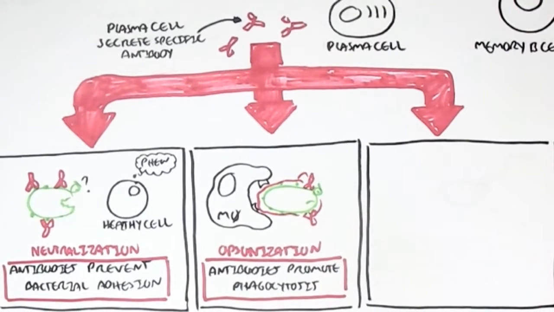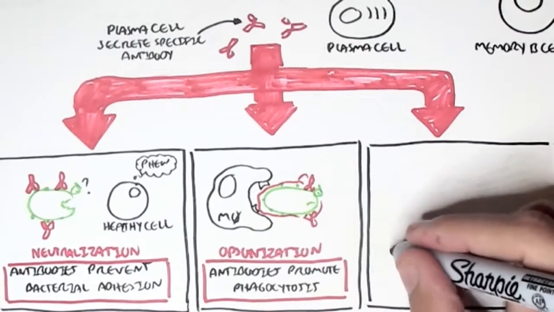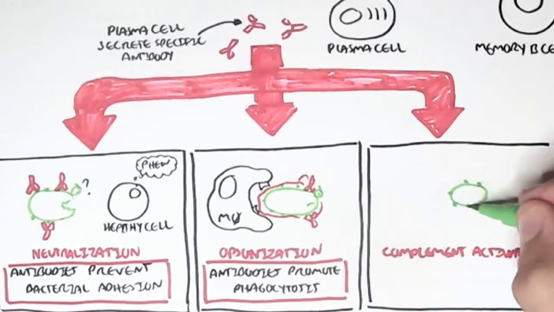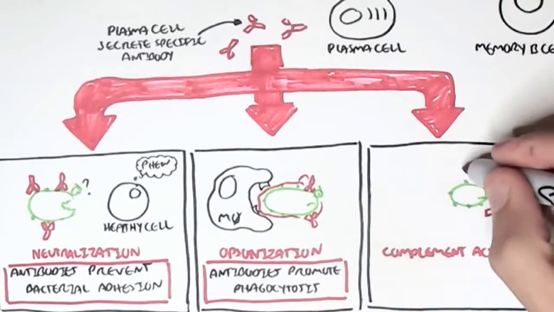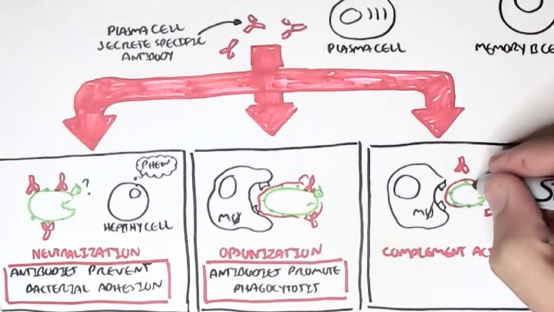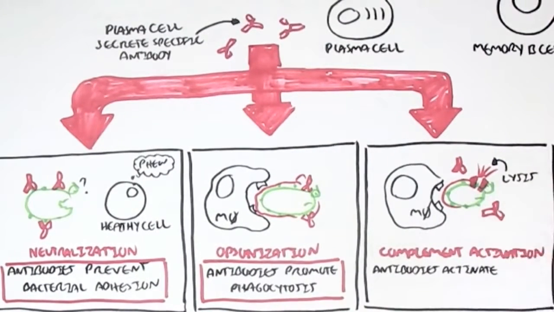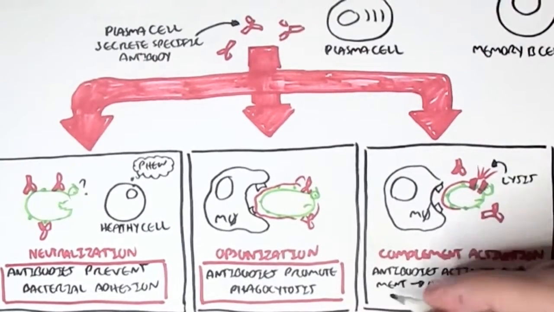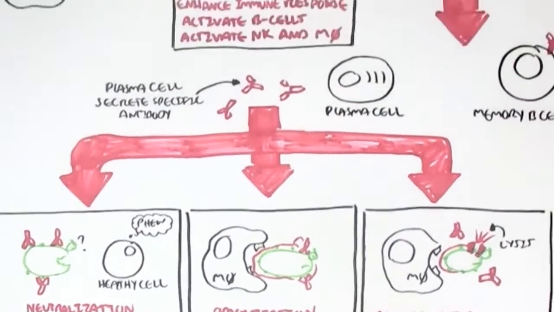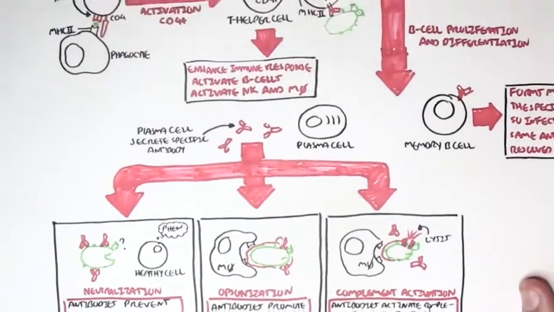Thirdly, specific antibodies towards a specific antigen can activate complement. Activating complement essentially means that antibodies can opsonize the pathogen, promoting phagocytosis, as well as lysing a pathogen. So antibodies activating complement can opsonize a pathogen and also cause the pathogen to lyse, to self-destruct, to burst. And that was the function of antibodies secreted by plasma cells.